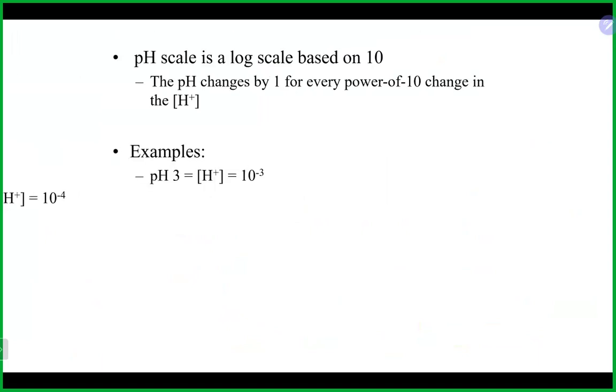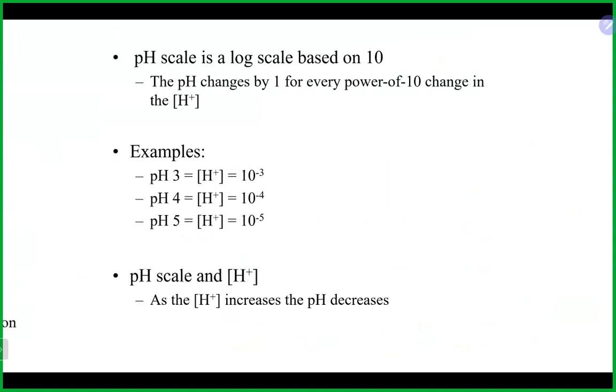Now the pH scale is based on the log of 10. And for every power of 10 change in the H plus concentration, you also see a pH change. So a pH of 3 has a H plus concentration of 1 times 10 to the minus 3, pH of 4, 1 times 10 to the minus 4, 1 times 10 to the minus 5 is a pH of 5. Pretty much if you need the pH of anything that's 1 times 10 to the minus whatever, it's equal to the exponent. You don't really need a calculator to do that.